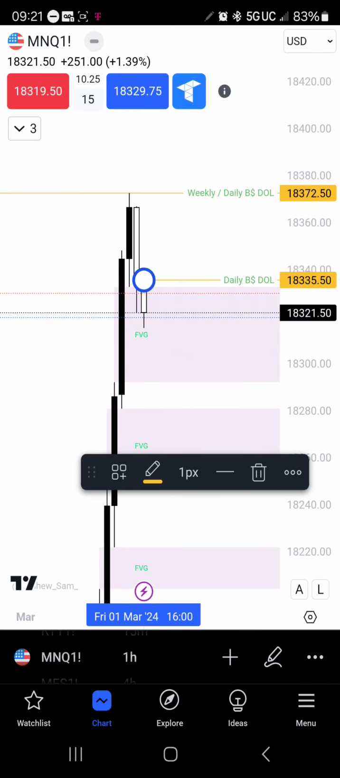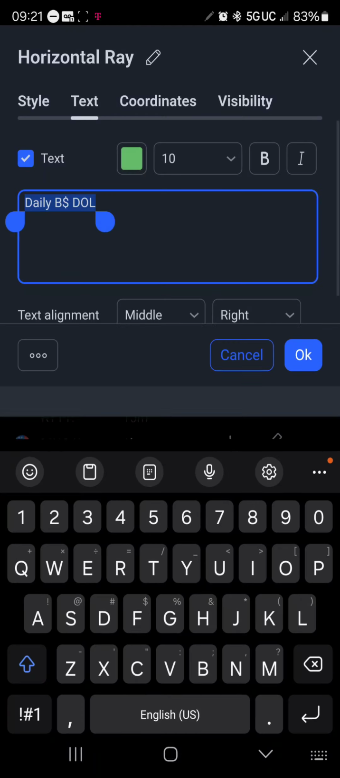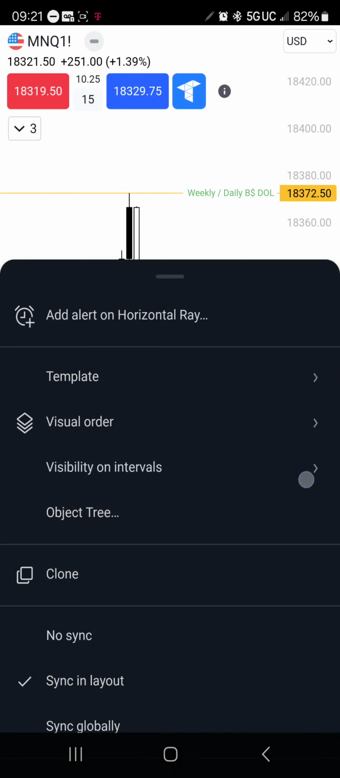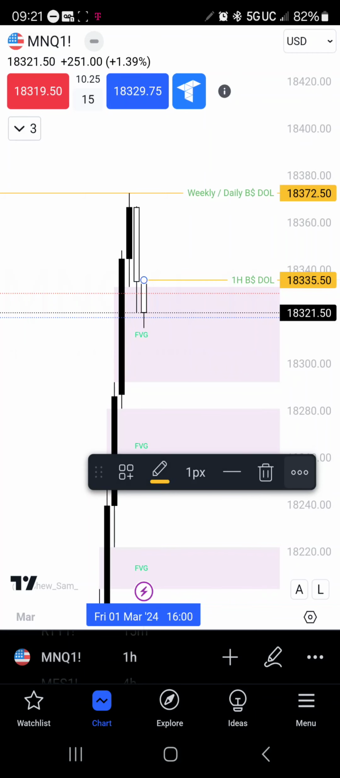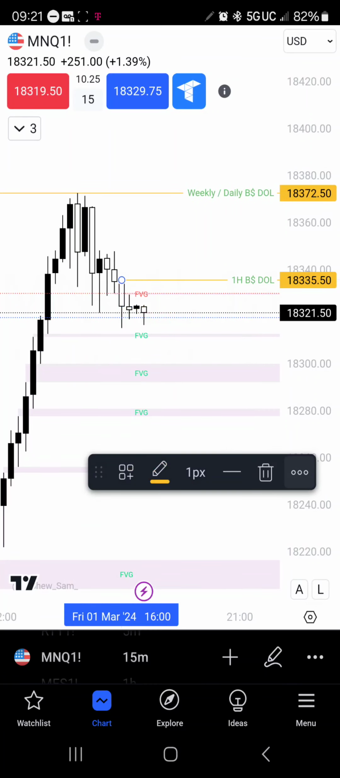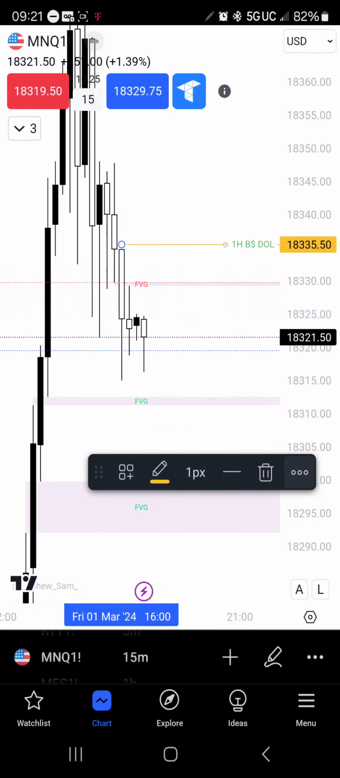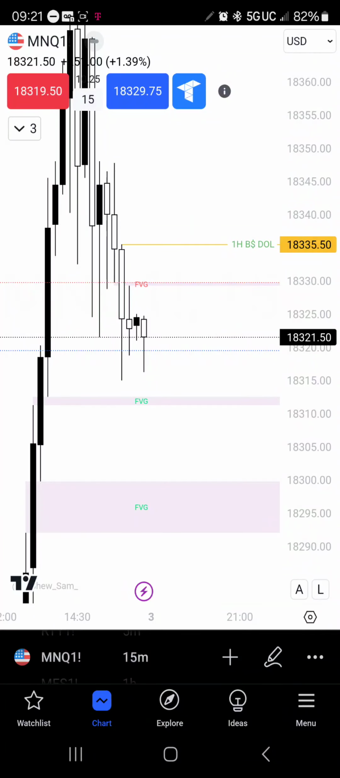Should be a buy side, which... change that to 1 hour. Let me lock that. Okay. If I come down to the 15-minute, I can definitely see this taking place right now because, why?